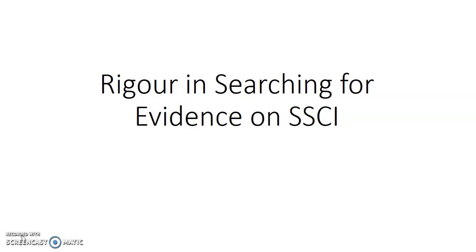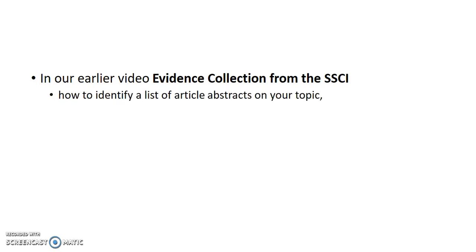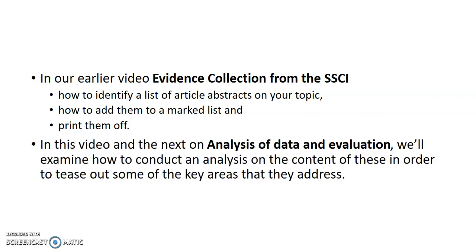process as well. So just to pick up on what we had looked at in our early evidence collection from the SSCI video, we looked there at how to identify a list of article abstracts in your topic, how to add them to a marked list, and how then to print them off or move them to a PDF so they can be separated out between your group and analysed that way.